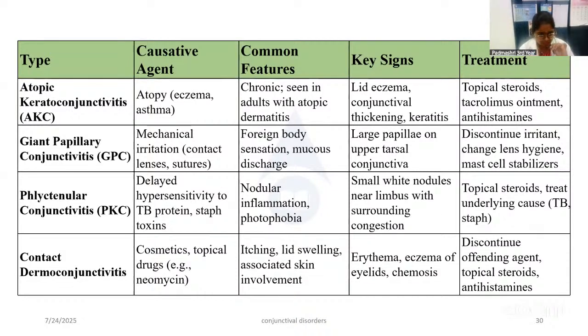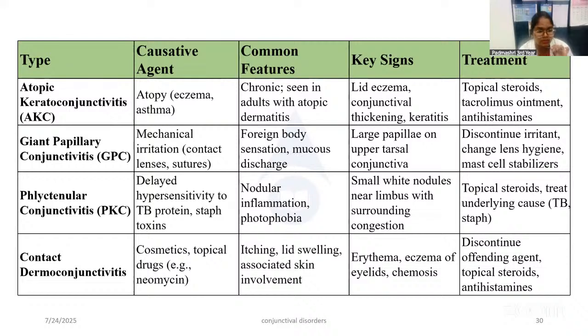So, phlyctenular keratoconjunctivitis. The causative agent was delayed hypersensitivity to TB protein. Common features are nodular inflammation and photophobia. Key signs: small white nodules near the limbus with surrounding inflammation. The treatment available are topical steroids and treating the underlying cause, TB.